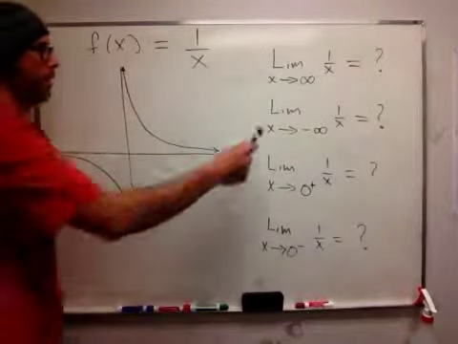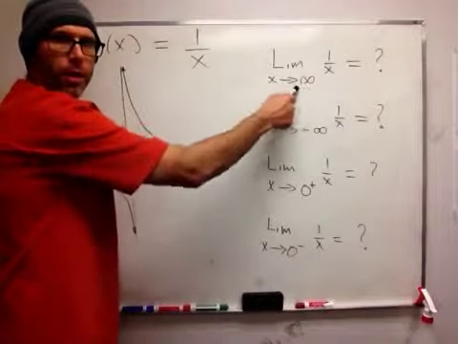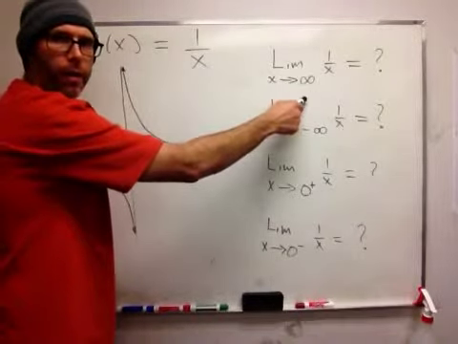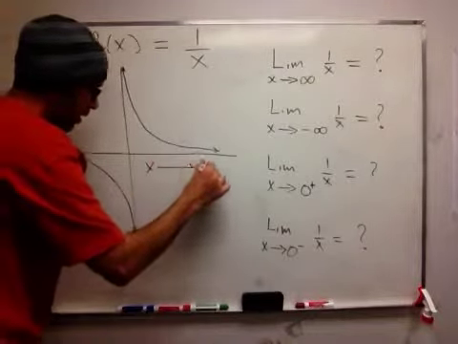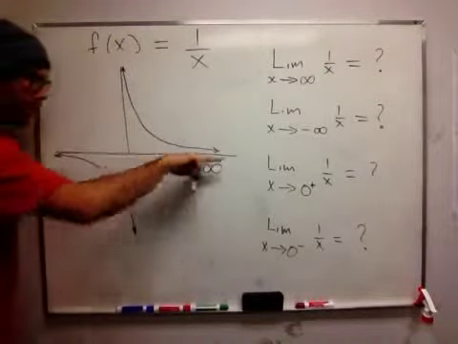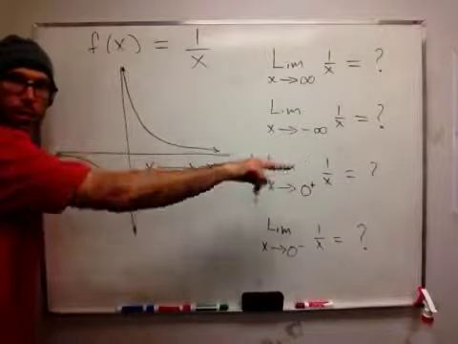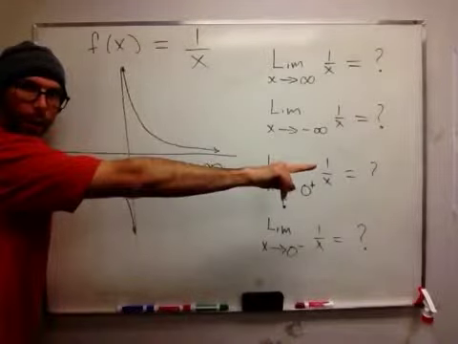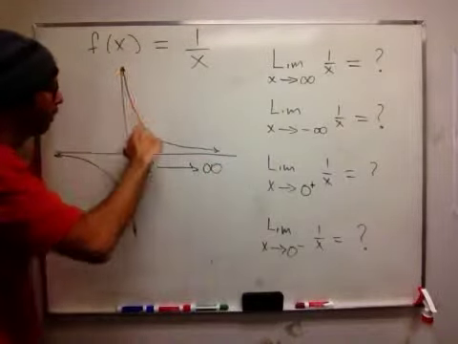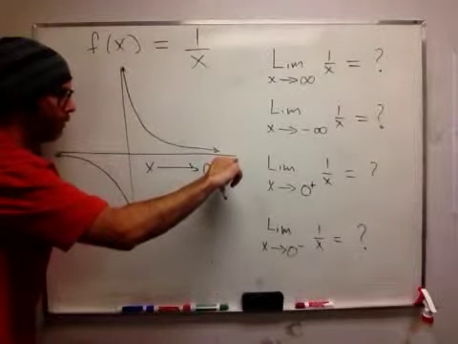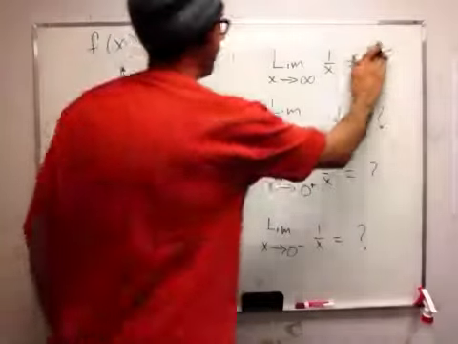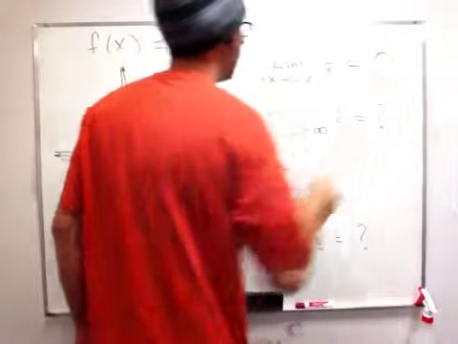Okay, as x gets large here, right, as x gets large, as x goes that way, gets huge, right, humongous x that way, look what happens to 1 over x. It gets tiny, it gets small, it approaches 0. So that's a 0 there.